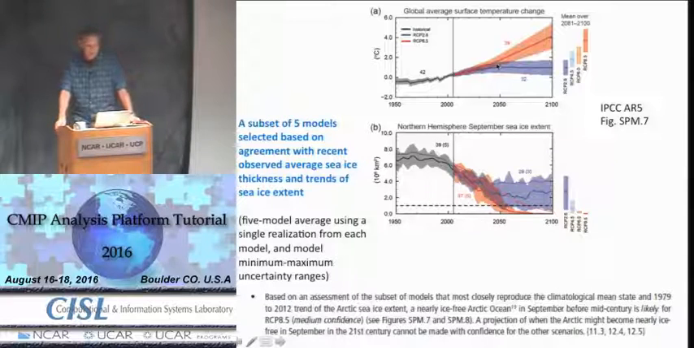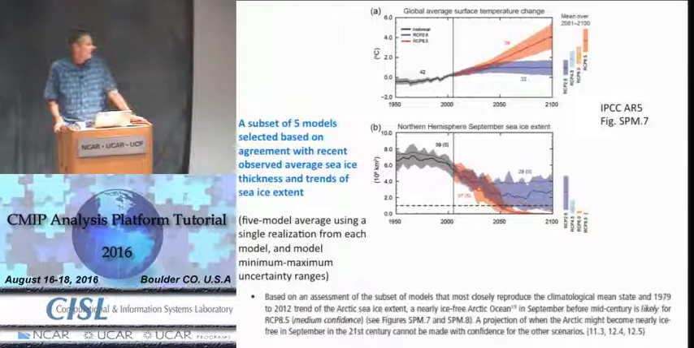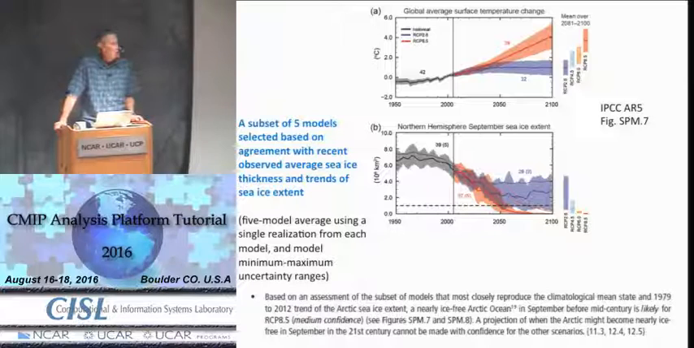And here's an example of subsetting, again from the IPCC AR5. The question was asked, roughly when would we expect to see a nearly ice-free Arctic in September?